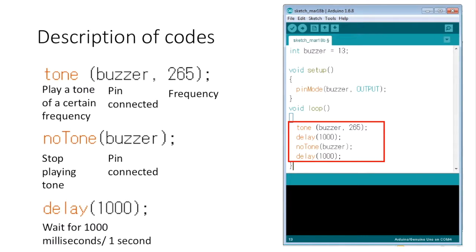How do we know that 265 is the number that you're going to play? The number is actually a certain note on a piano or any musical instrument. The numbers corresponding to the notes can be found in the link that I'm going to share later on. Next, noTone means that we are asking the buzzer to stop playing a tone. So noTone is the opposite of tone. When you put a noTone in the code, it's just to tell the buzzer to stop playing anything.